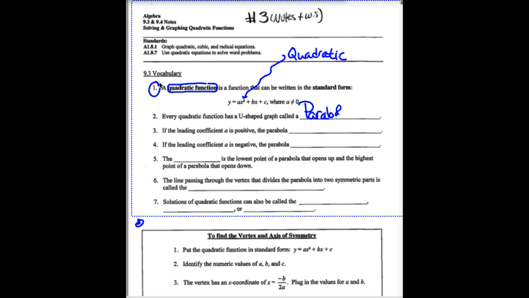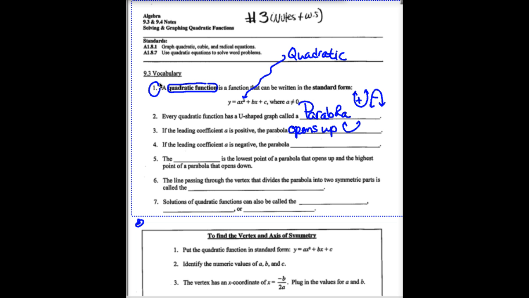All right, and those parabolas, we talked about it, they open up if that lead is positive, they make a smile. They open down if that lead is negative, they make a frown. So if the leading coefficient is positive, again, we say the parabola opens up. This is a repeat. We've had this before. So it looks like this.